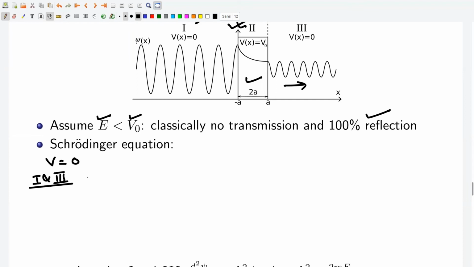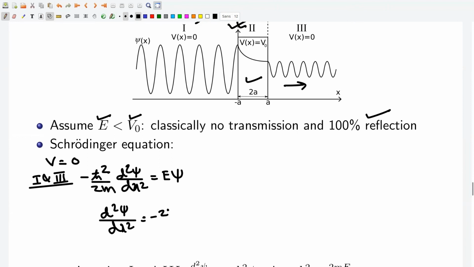So we can write the Schrodinger equation as minus h cross square by 2m d2 psi dx square. The potential energy part is equal to 0, and this is equal to E times psi, such that we can just rewrite this in this form: d2 psi dx square is equal to minus 2mE by h cross square psi.